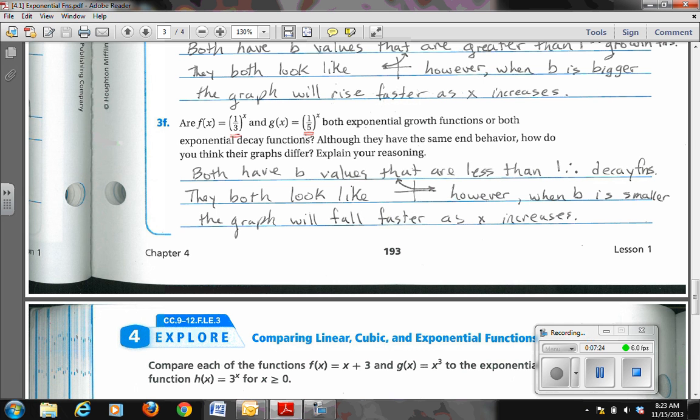And at the bottom here, part F, I take 1/3 and 1/5. Well, now both those b values are a number between 0 and 1. They're both going to be less than 1, therefore they're decay functions, flattening out at a height of 0 off to the right. However, since 1/5 is smaller than 1/3, it's going to flatten out faster.